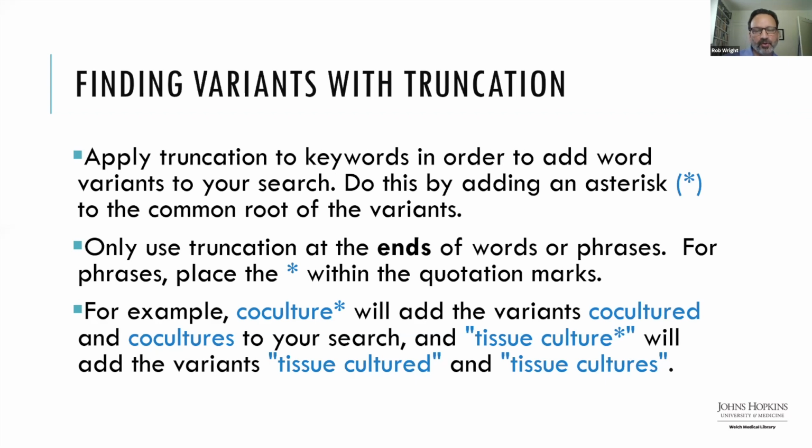So for example, co-culture with an asterisk will find the plural form as well as co-cultured. And then tissue culture, where you put the asterisk inside the quotes, will find, again, the plural form and then tissue cultured as well. I find a lot of times that these truncations can actually find variants I didn't even think of or didn't know existed. So it's handy for broadening your search.